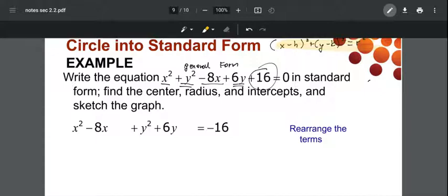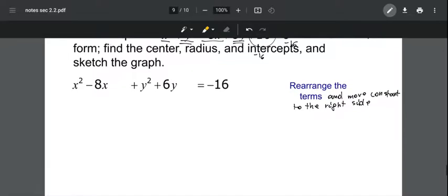Rearrange the terms and move the constant to the right side. That's technically what we did here: we subtract 16 from both sides. Okay, so that's step one. Next, we're going to complete the square. I like to put that in parentheses. Then you're going to complete the square.